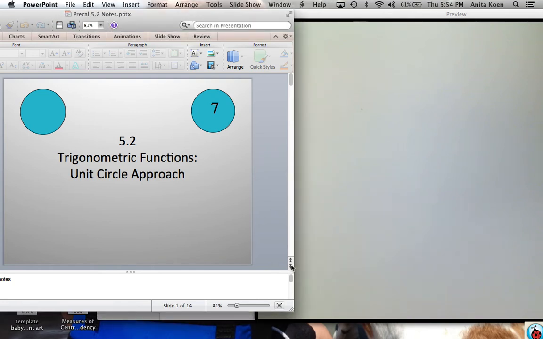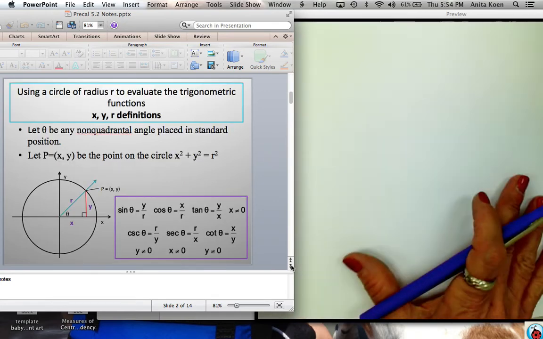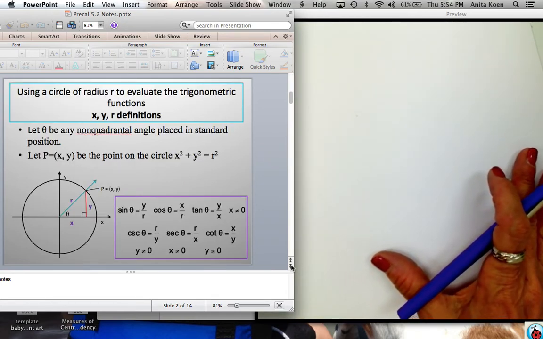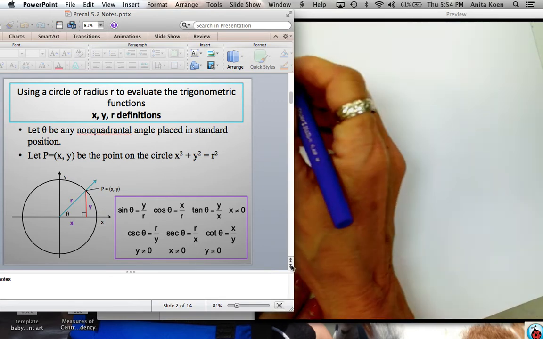Okay, good evening, guys. Today's lesson is going to be on the trig functions from the unit circle approach. This is log page 7 in your logbook. We're going to be using a circle of radius r to evaluate the trig functions to get our x, y, r definitions. We're going to let theta be a non-quadrantal angle, which means it is in a quadrant, and we're going to let it be placed in standard form.